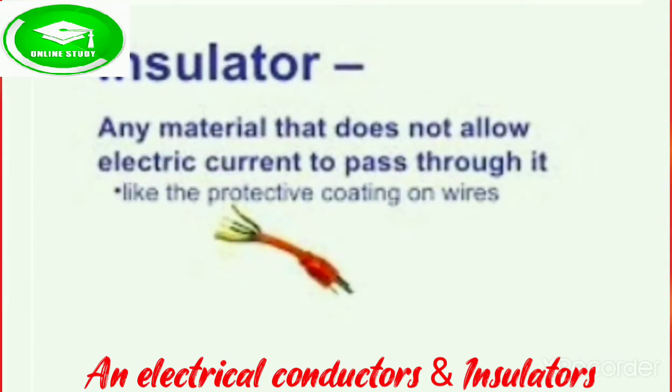The second type is electrical insulators. They are materials that do not allow electric current to pass through them, and we also call them the protective coating of wires. This type of material which does not allow current to pass through it we call insulators. For example, wood, plastic, rubber, glass, thermocol sheets, air, etc. are all examples of insulators.